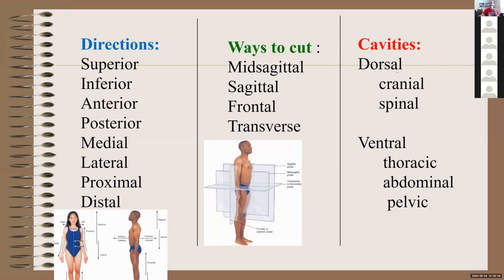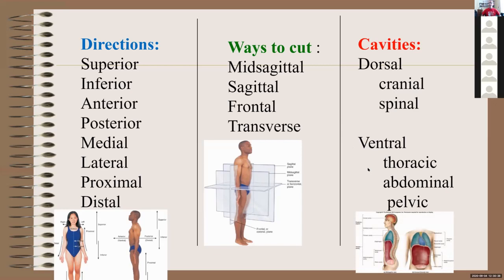And then of course these cavities. There's the cranial cavity, which is part of the dorsal cavity because it's towards the back. Then the spinal cavity is also towards the back. The ventral cavity has the thoracic, abdominal, and pelvic cavity inside of it. This is just here to show you what I expect for you to remember. These are the terms that you have to memorize.